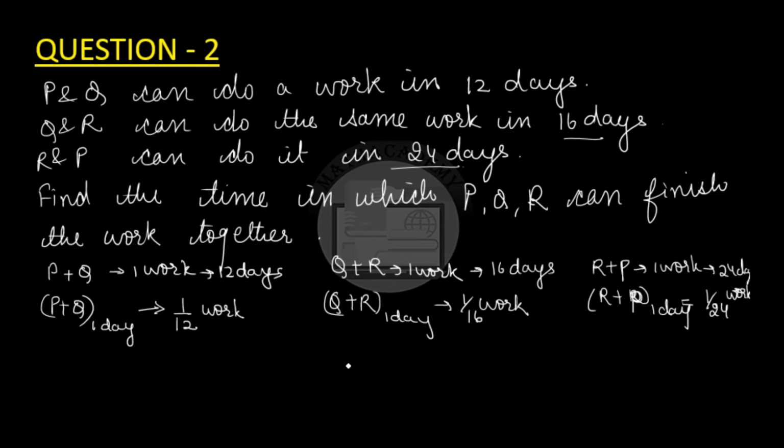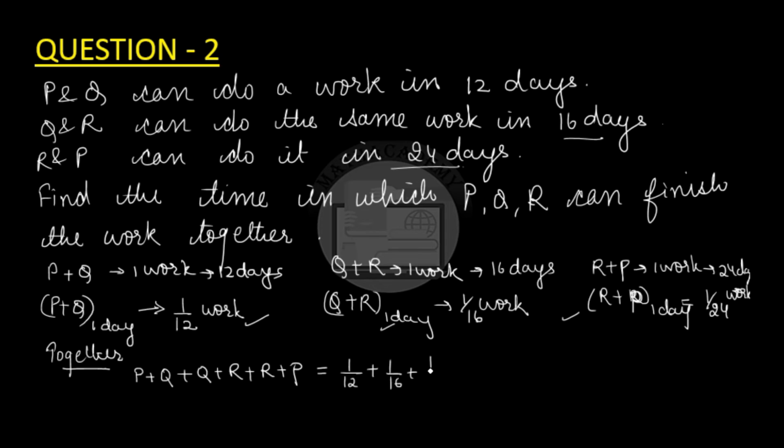Now what happens if they start working together? If P plus Q, Q plus R and R plus P together work, then if we add all of them, we'll get P plus Q plus Q plus R plus R plus P. When these three combinations are working together, then in 1 day they'll do 1 by 12 plus 1 by 16 plus 1 by 24. Correct? So this is 2P plus 2Q plus 2R, and that is equal to 1 by 12 plus 1 by 16 plus 1 by 24.